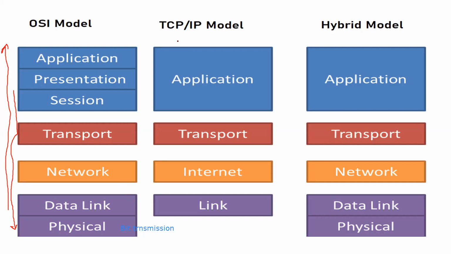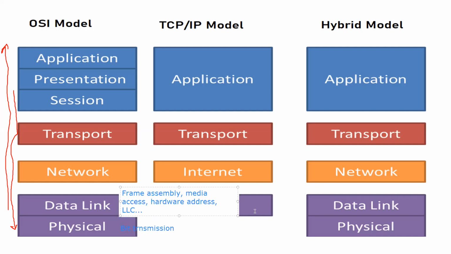Therefore, at the data link layer, you are going to worry about another level of data management. You are going to worry about frame assembly, media access, hardware address, and any kind of logical link control. You are going to worry about such kinds of issues. Now, your thought is becoming a little more human friendly.